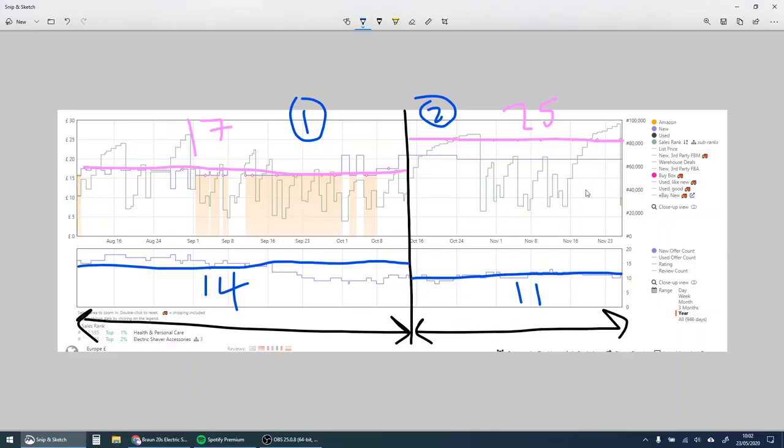So that's a little bit about the new offer count and how that will affect the price, and even potentially the new offer count in a product. So let's jump back now and have another look at another product, not so much about the number of sellers, but something you should be aware of.